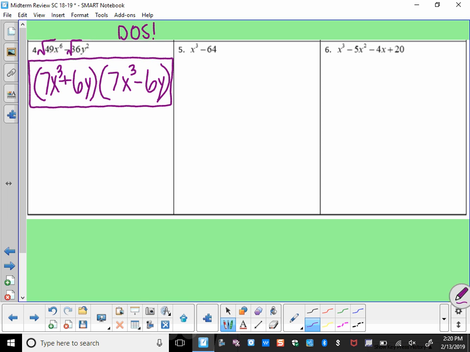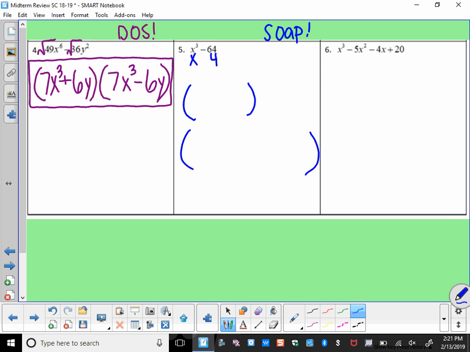On number 5, this is a SOAP problem. What's the cube root of x cubed? Just x. What's the cube root of 64? 4. Cube root, not square root. Alright, what you guys need for this, you need one normal parentheses and then one larger one. You may have space on your paper to put them side by side. I don't, so I did it on top of each other.